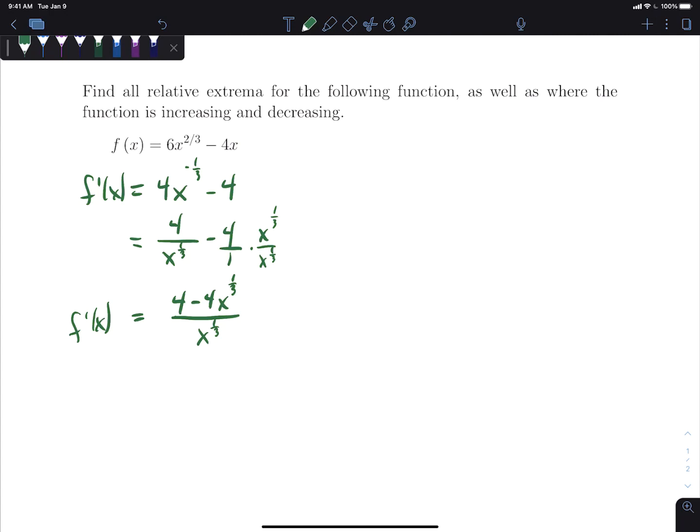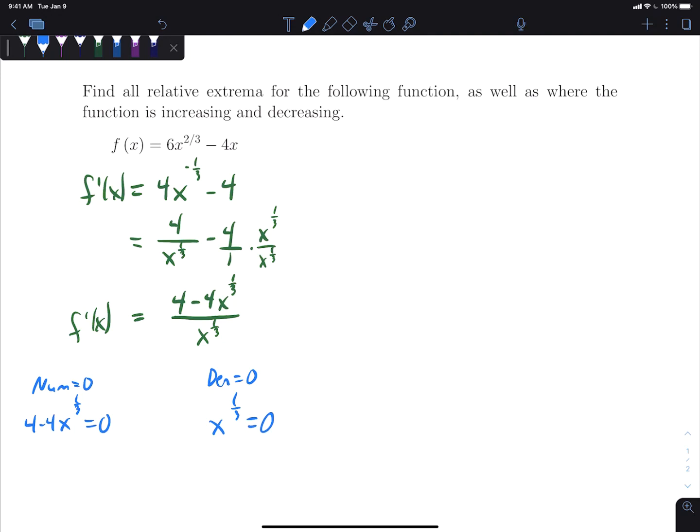Now the reason that I did this is because I want to know what the critical numbers are, where the entire function would equal 0 or would be undefined. So in order for it to be equal to 0, the numerator would equal 0 or the denominator would equal 0. The numerator would be 4 minus 4x to the 1/3 power, and the denominator would be x to the 1/3 power.